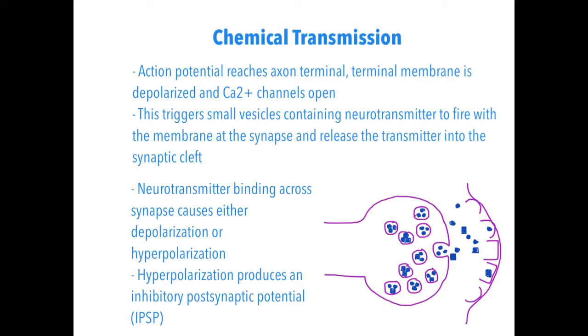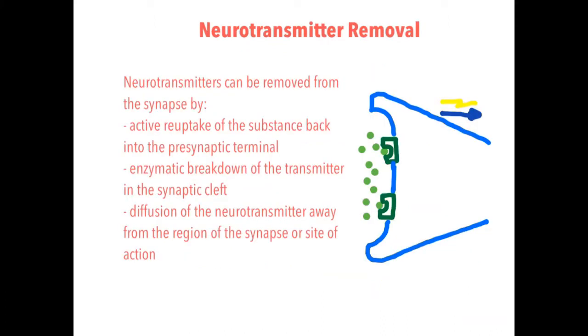Hyperpolarization of the postsynaptic neuron produces an inhibitory postsynaptic potential, or an IPSP. So after creating a reaction in the postsynaptic neuron, neurotransmitters must be removed from the synapse. Neurotransmitters can be removed from the synapse by active reuptake of the substance back into the presynaptic terminal, by enzymatic breakdown of the transmitter in the synaptic cleft, or by diffusion of the neurotransmitter away from the region of the synapse or site of action.